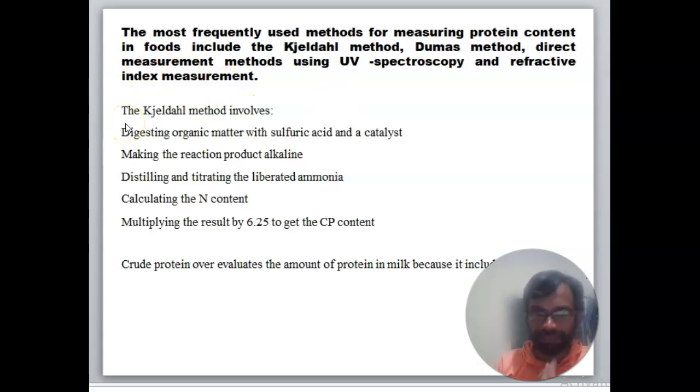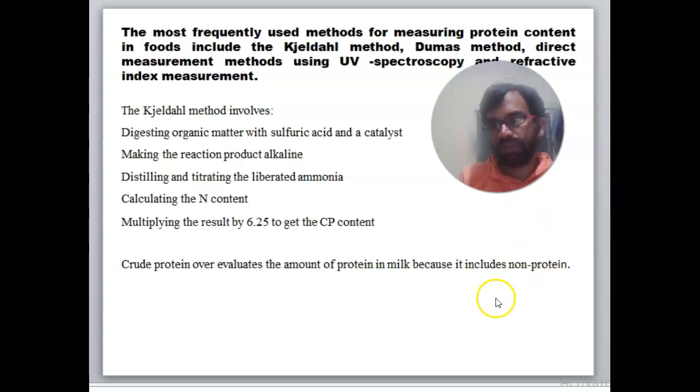Especially in the Kjeldahl method, it mainly involves 3 steps. The first one is the digestion of organic matter with sulfuric acid. That first point is very important. And with the catalyst they are using, they make the reaction produce in alkali. Then after distillation and titration to level the ammonia, you calculate the content of ammonia. Then you multiply the result by 6.25 to get the CP content, meaning crude protein. Crude protein overestimates the amount of protein in milk because it includes non-protein also.